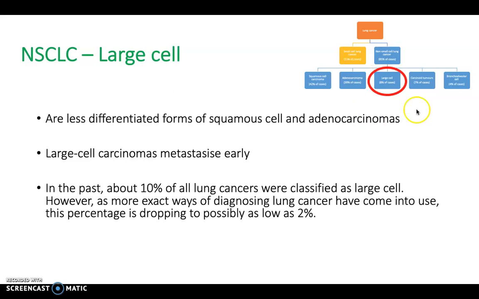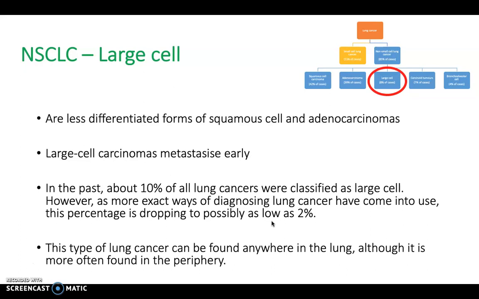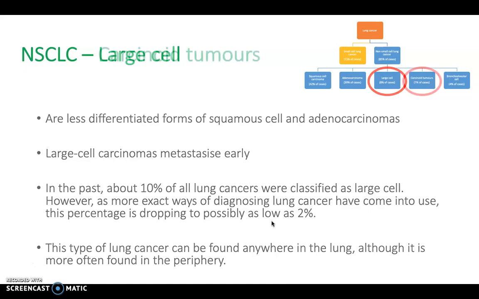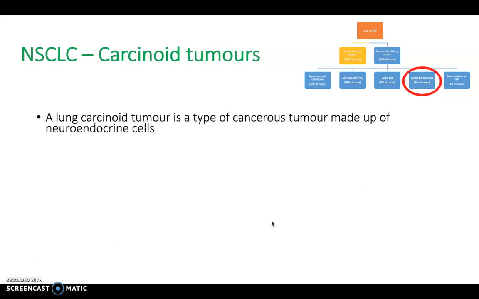In the past, about 10% of lung cancers were classified as large cell, but we now classify them much lower down, so as low as 2% it says here, because we're getting better at diagnosing each of the other subtypes of lung cancer. And to be clear, large cell can be found anywhere in the lung, although it's most commonly found in the periphery. Carcinoid tumours, even less common.